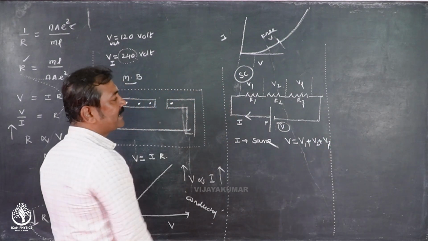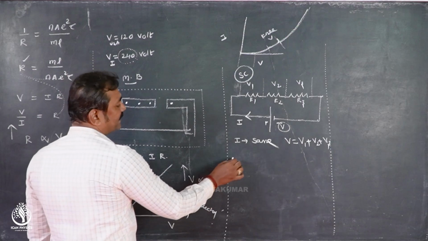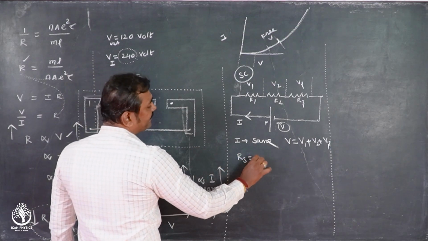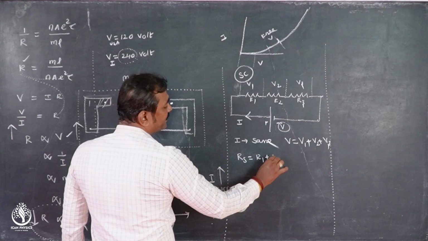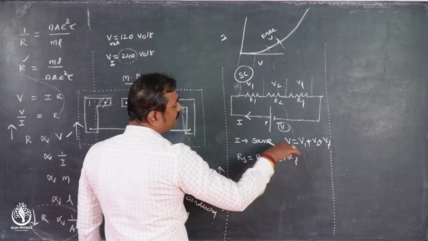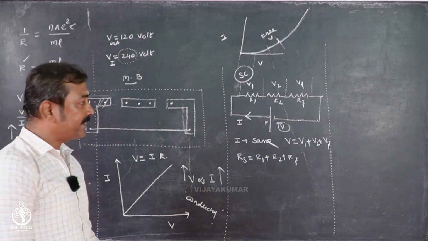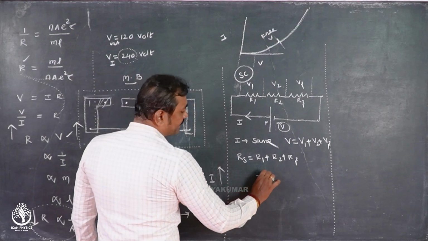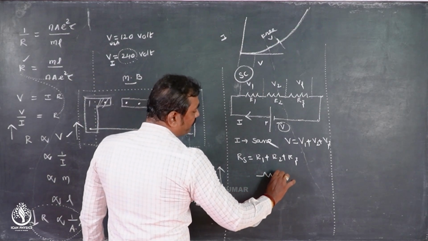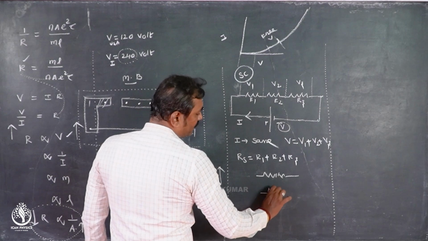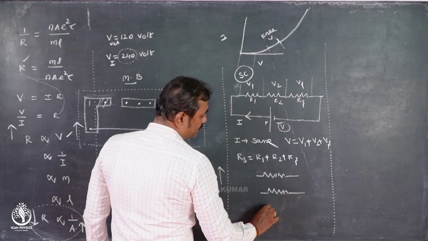So when the resistors are connected in series, the effective resistance is R1 plus R2 plus R3. On the other hand, when the resistors are connected in parallel, 1, 2, 3.